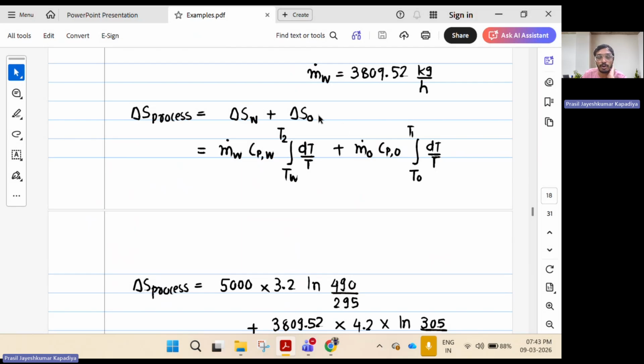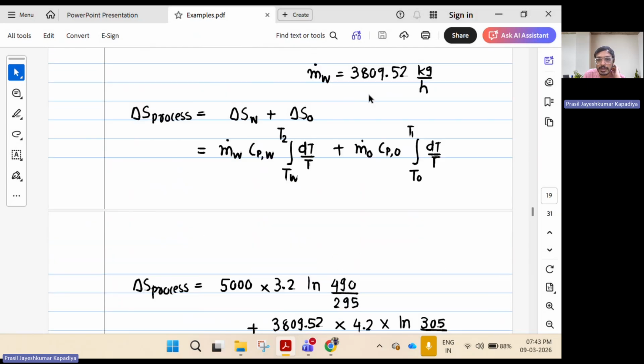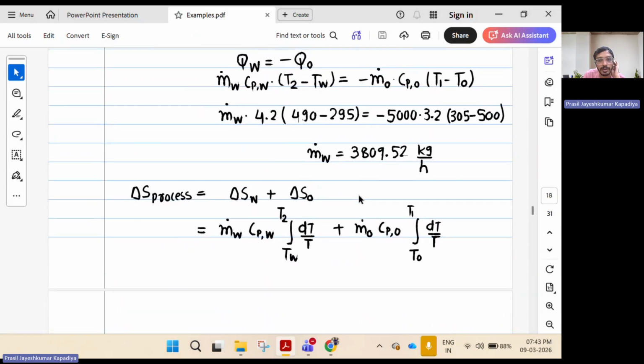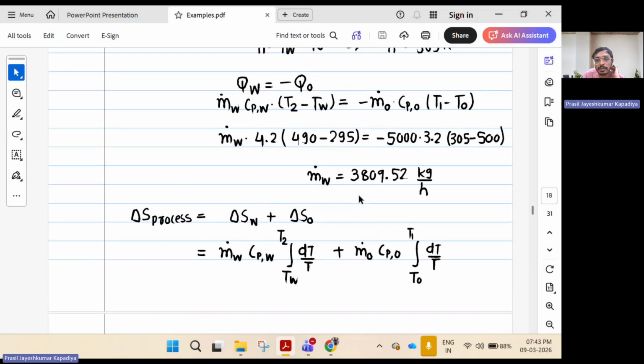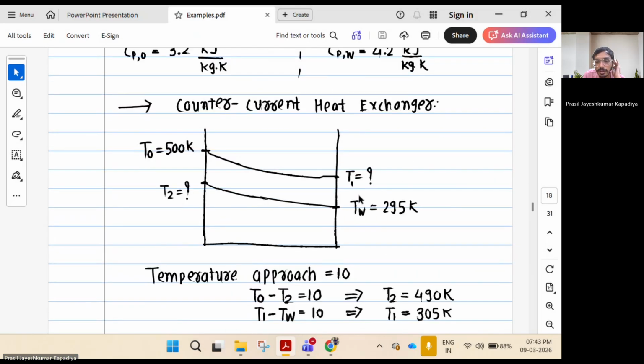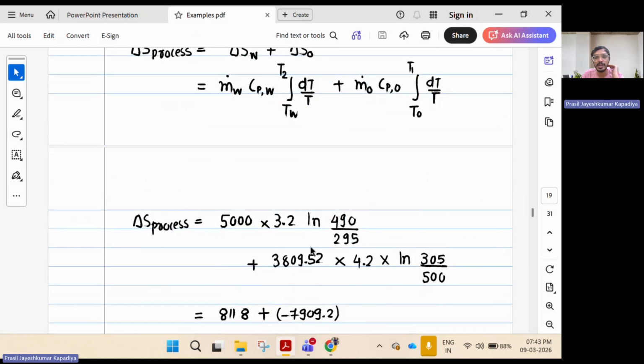Now, if I find the entropy change of oil, that is nothing but mass flow rate of oil, Cp of oil, integration T0 to T1 dT by T. So mass flow rate of oil is nothing but, oh, I made a mess. 490. No, actually, I have written it in reverse manner. It is correct. This was for oil and this was for water.